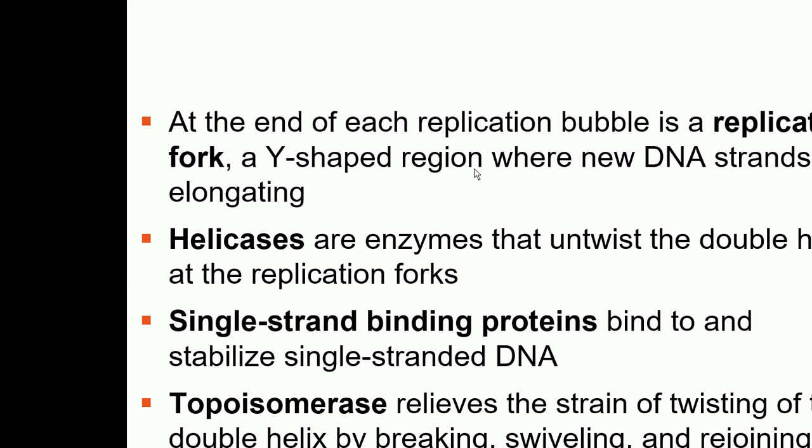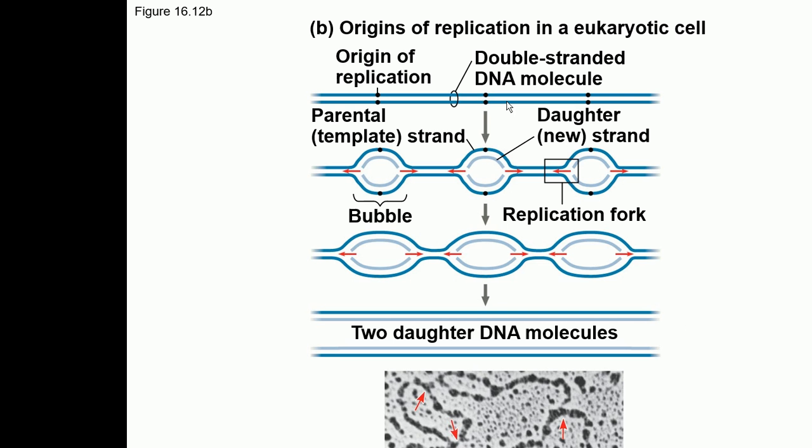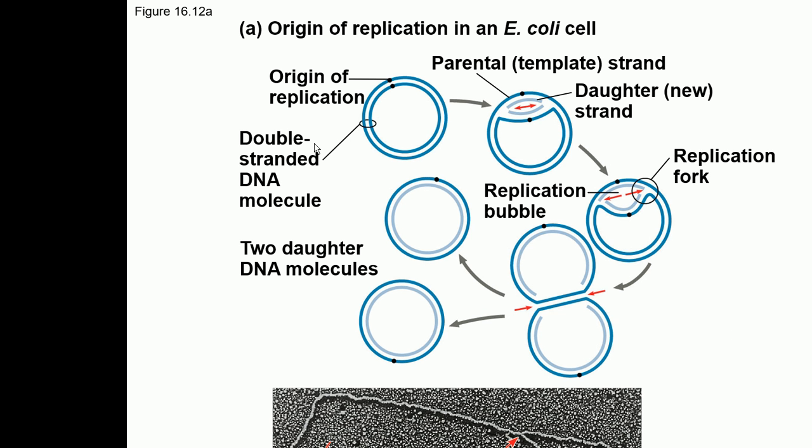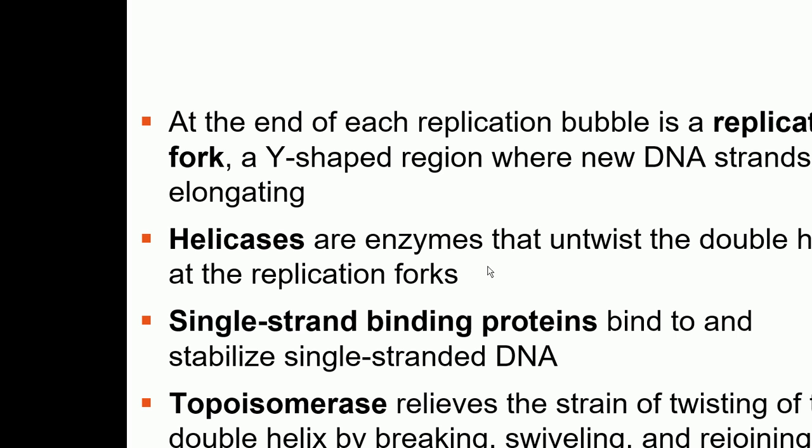So basically, first of all, we need to know some terms. First of all, what is a replication fork? At the end of each replication bubble, so what is the replication bubble? Replication bubble is that region where the replication is taking place. So you can see how the replication bubble is being formed here. This is the replication bubble, and this is the replication fork. So what is the replication fork? At the end of each replication bubble is a replication fork. It's a Y-shaped region where new DNA strands are elongating.